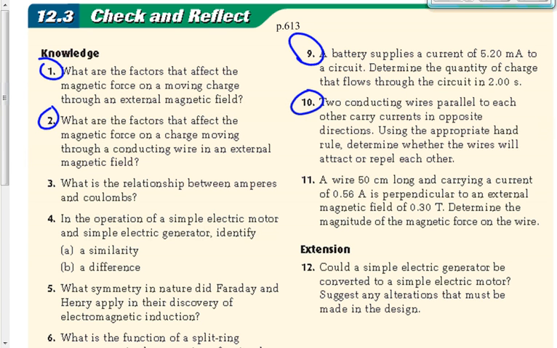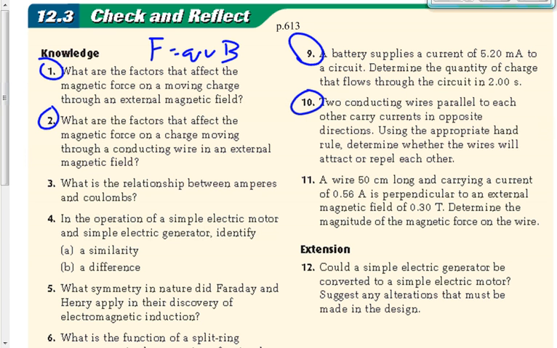What are the factors that affect the magnetic force on a moving charge through an external magnetic field? What's the equation that describes that? Right. F is equal to QVB. So I wrote down that simple equation. We all know that, right? We all know that that's the equation that describes this. If we had a question involving math, that's the equation we'd use, and every single one of us would get it right. So we write down that equation.